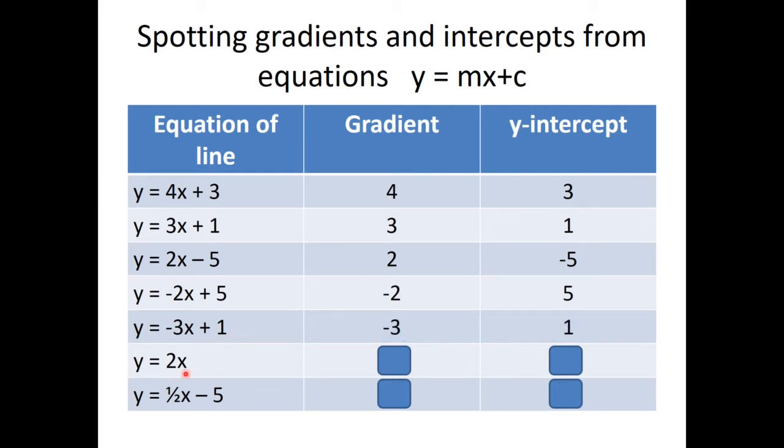Now this one's got a bit of interest in it. The gradient is 2, nice and easy. But there's no number on the end, okay? No number at all. There's nothing there. Well, what number would you use for nothing? The closest number related to the word nothing would surely be 0. So this should say 0. And it does. And then this one, we've got a gradient of 1/2 and a y-intercept of -5.